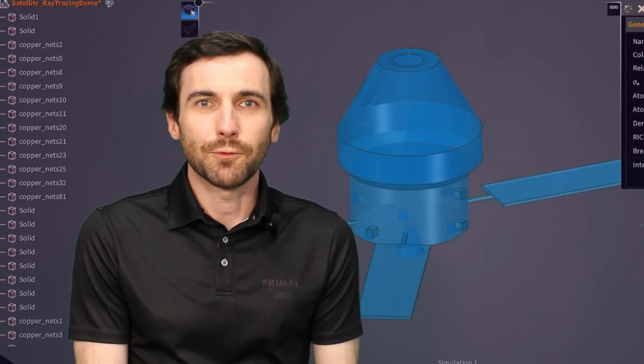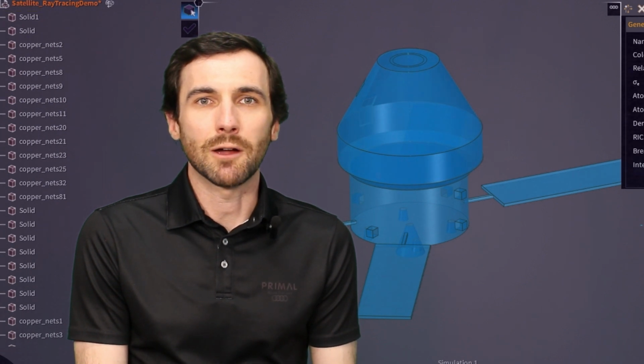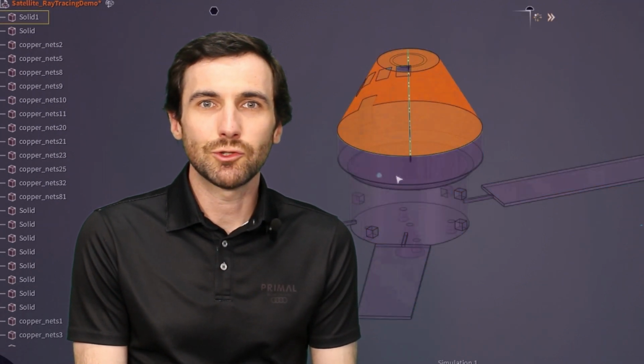Space environment effects are very hard to test in a lab environment. Having the proper simulation tools can help you correct any design flaw early in your creation process.